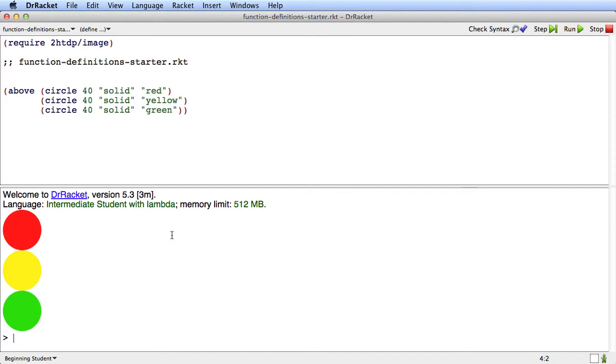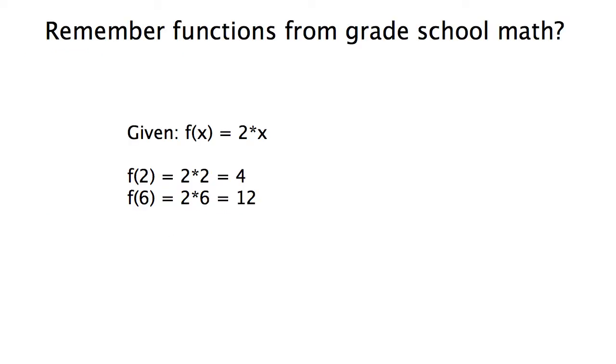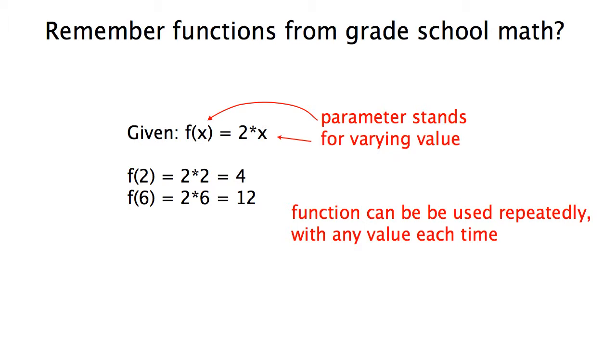So what are function definitions and how do they work? Well, you actually already understand a lot about function definitions. You just have to remember your grade school math, in which you learned that you could write mathematical functions like this. For example, here is f of x that equals 2 times x. And that means that f of 2 is 2 times 2 is 4, or f of 6 is 2 times 6 is 12.